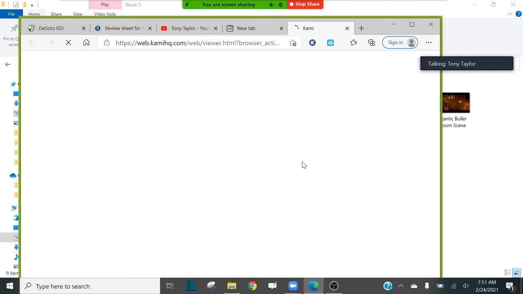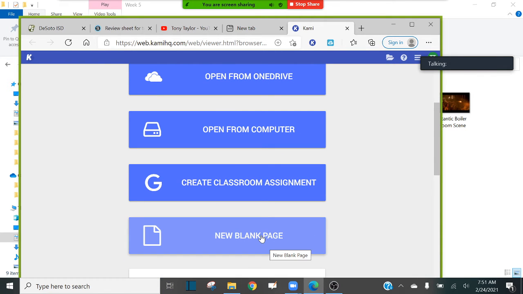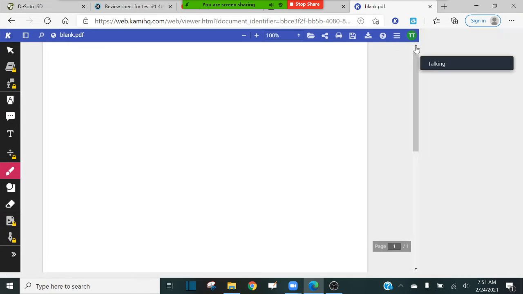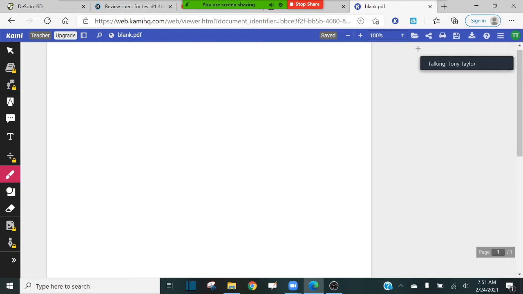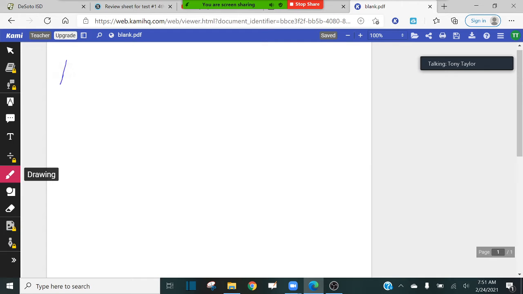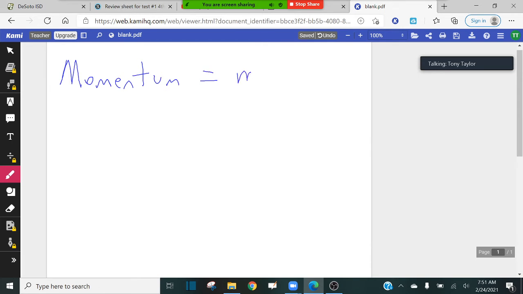Also, let me say this here. Let me write down some equations that I want to give you guys. So on this test, remember, in the impulse momentum unit, I gave you two main equations. I gave you the equation for momentum, and remember that momentum is equal to mass times velocity.